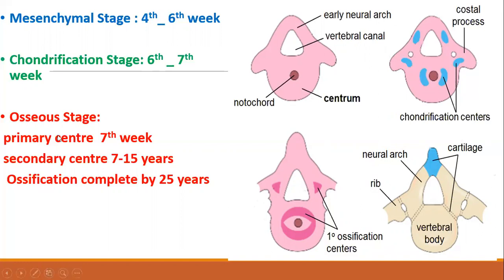Osseous stage, or the bony stage, takes place in 2 stages. First, primary centers of ossification develop. They develop by 7th week of intrauterine life, and they develop for the body and the transverse process. While secondary centers appear after birth, and they appear by 7 to 15 years of life. And ossification of a vertebra is complete by 25 years of age.